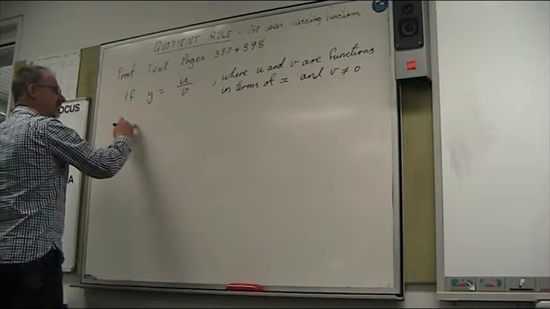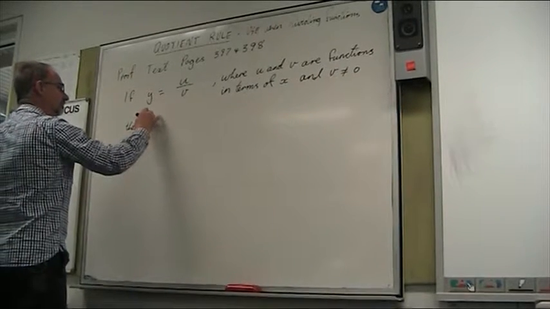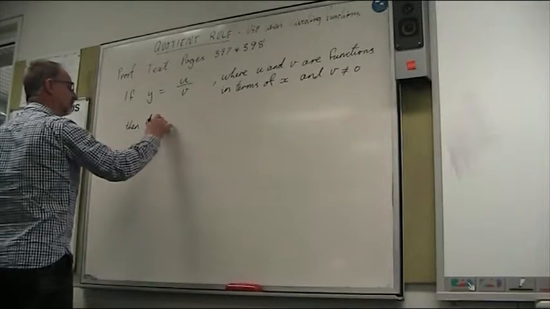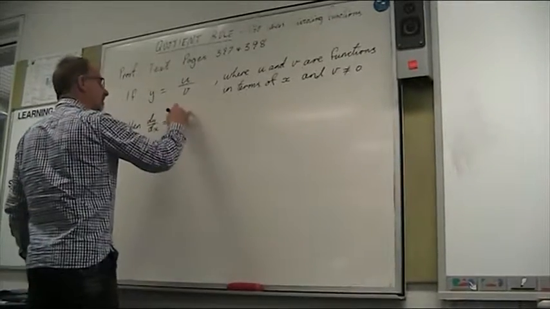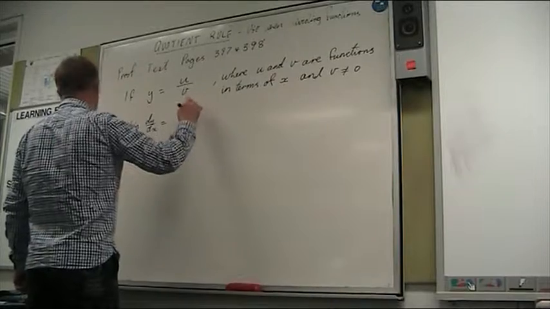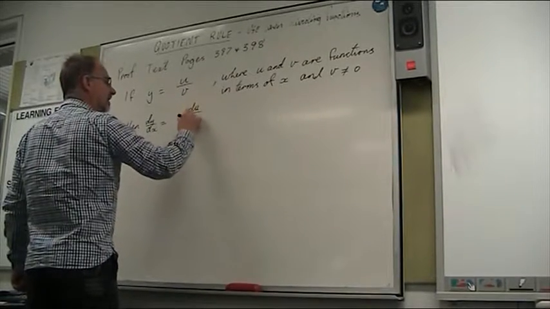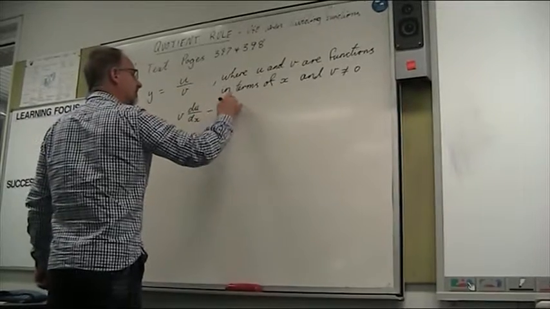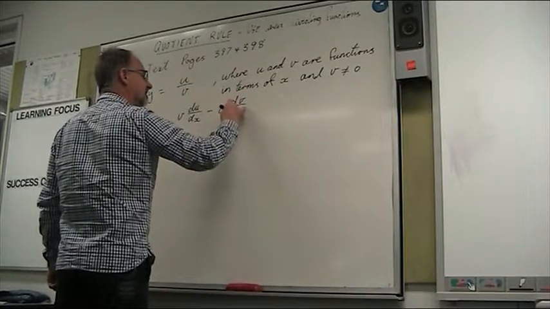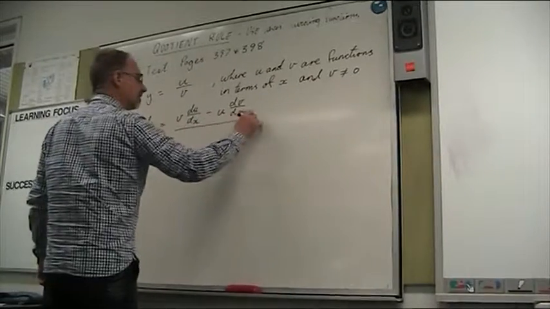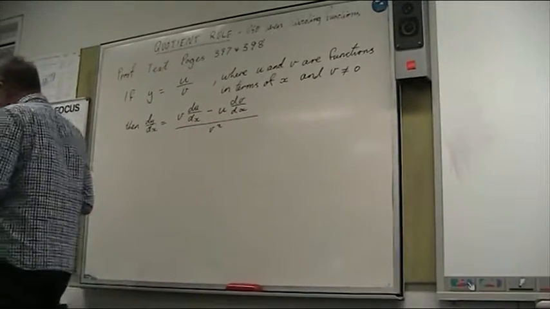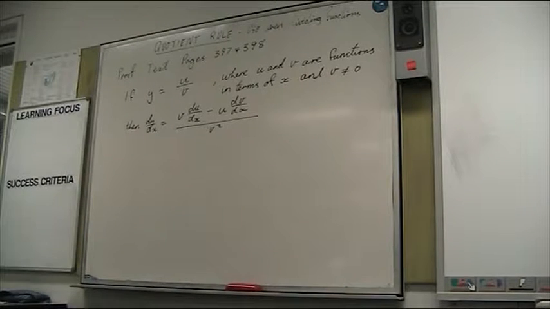So dy dx then is this: v times du dx, minus u times dv dx, over v squared. And that is the quotient rule. So it's a little bit more involved than the product rule.